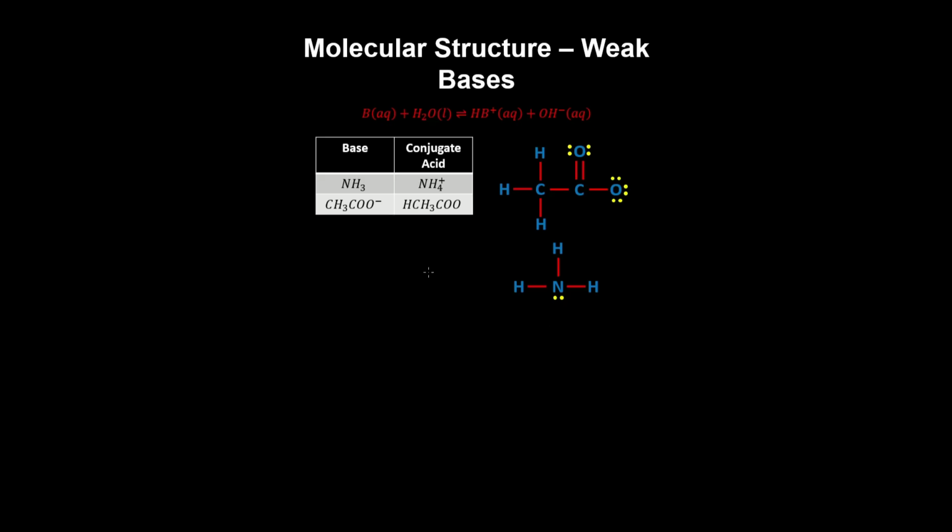Common weak bases include the nitrogenous bases such as ammonia, and carboxylate ions such as acetate. So here ammonia is the stronger base because it can easily accept the proton using this lone pair to create a more stable acid, being the ammonium cation. So the conjugate acid does not readily give up this proton, so it's a weaker acid.